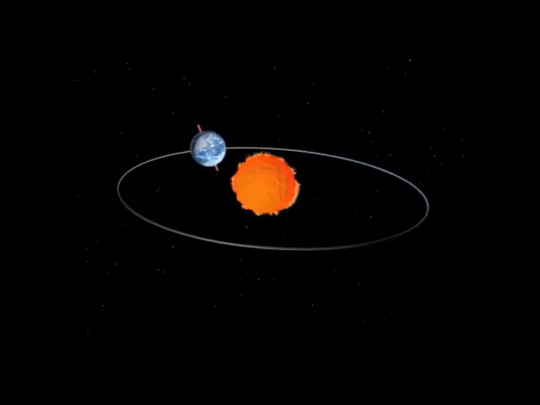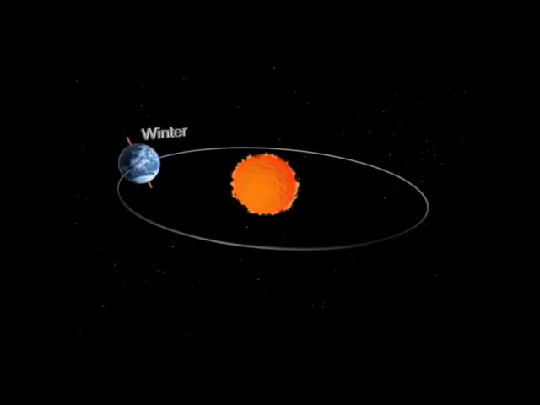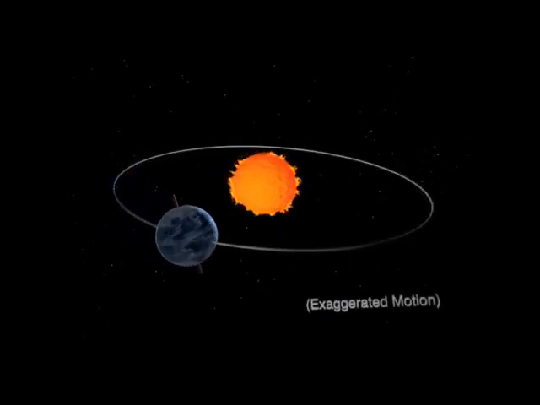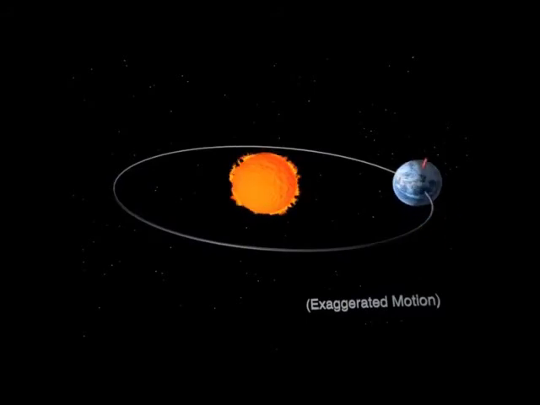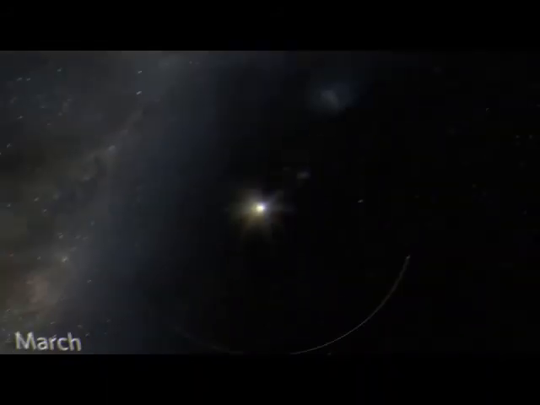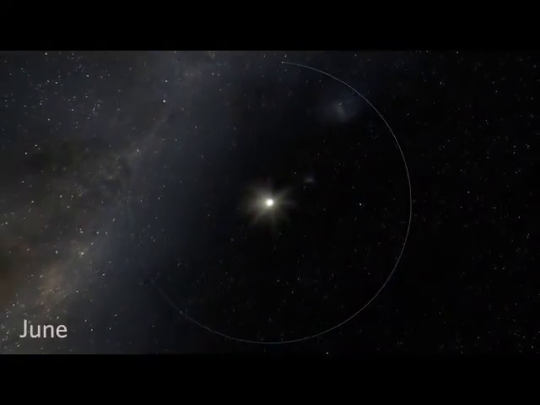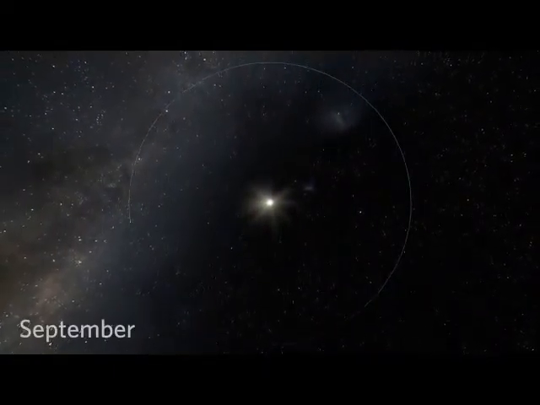The earth takes 365 days to complete one revolution. This period of time is called a solar year or a year. The revolution of the earth causes seasons.